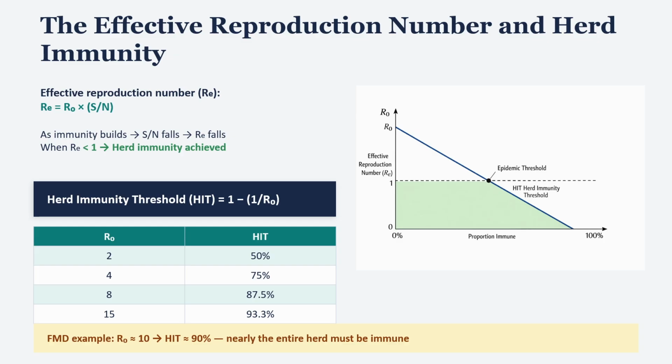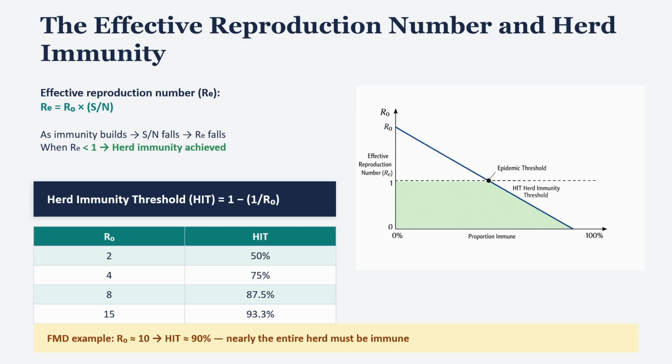prevent epidemic spread. This is why FMD control in naive populations relies on rapid, aggressive vaccination of the entire herd, not just sick animals, simultaneously with movement restrictions and culling of clinical cases. You need to push RE below 1 as fast as possible, which requires getting most of the population above the immunity threshold in a very short time window.